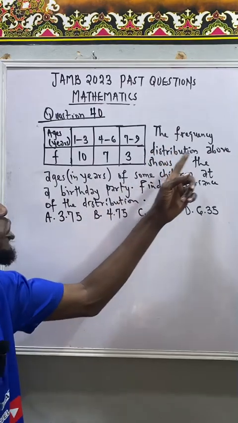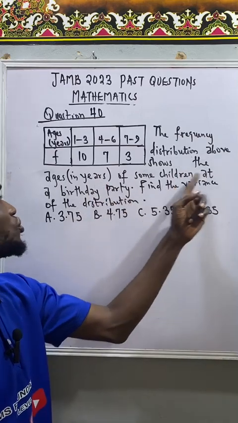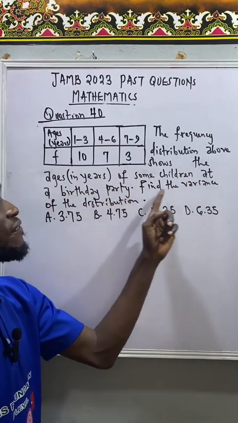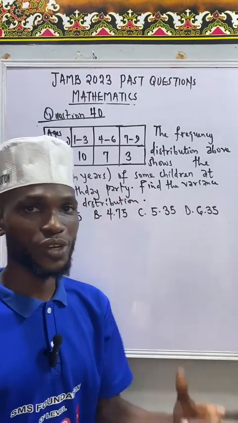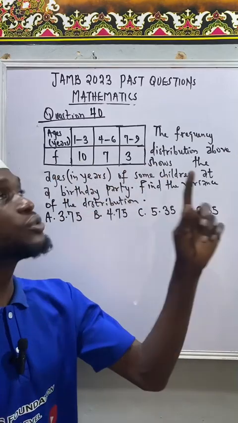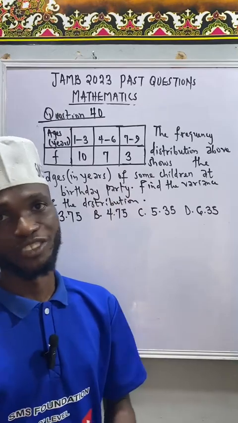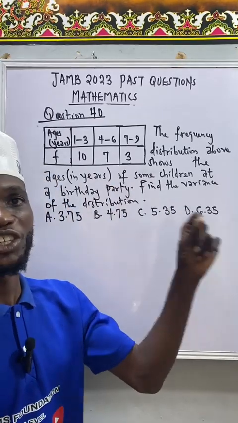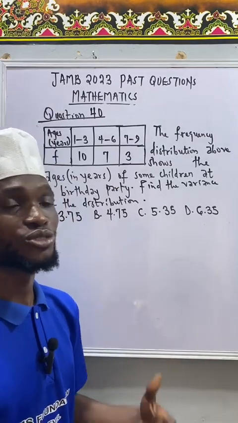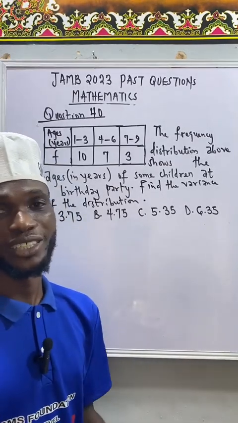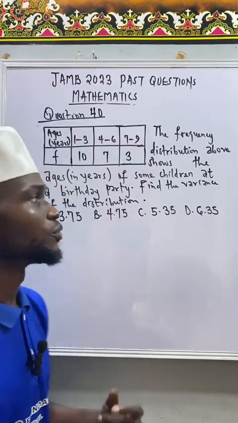The frequency distribution above shows the ages in years of some children at a birthday party. Find the variance of the distribution. Yeah, this is a statistics question, and we are given a table which contains a grouped frequency distribution. This is one of the things that stress students the most in secondary school, and they are always running away from it. But it's not hard. We just have to be careful when doing it.